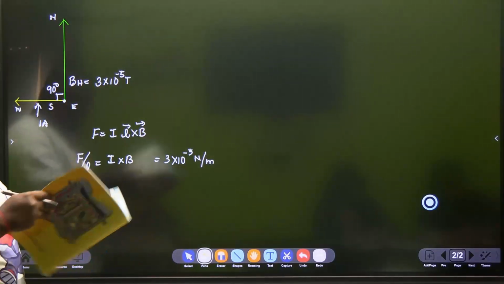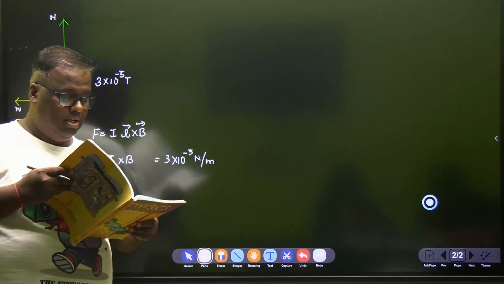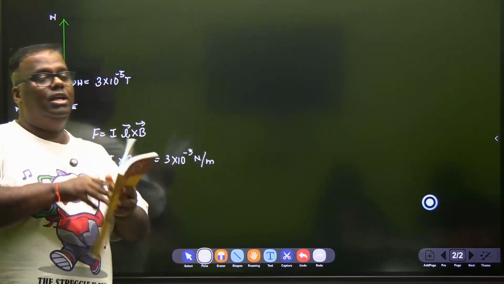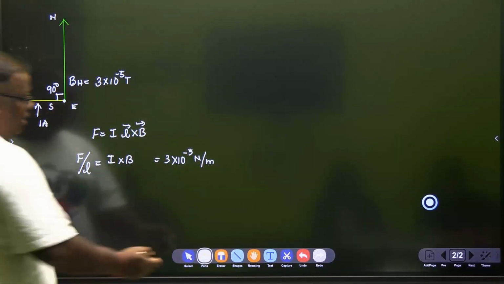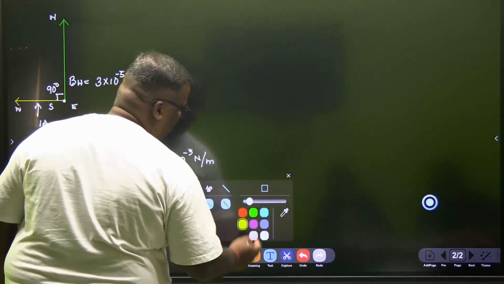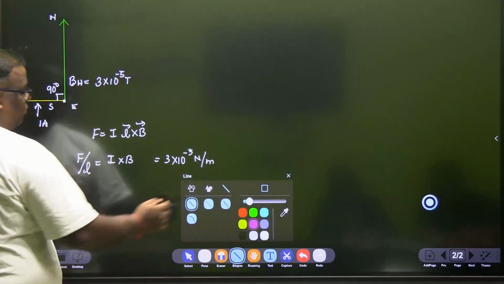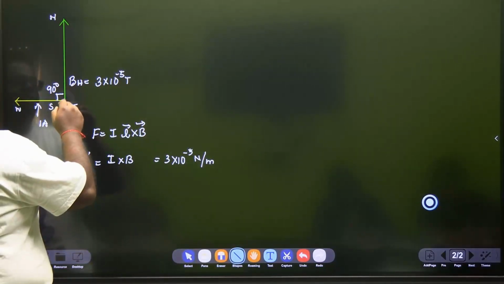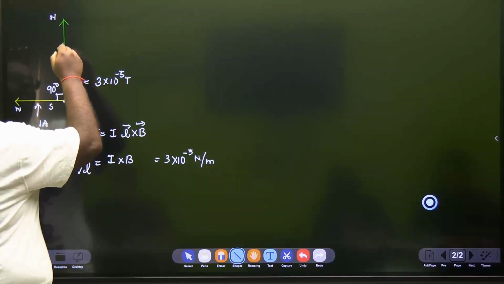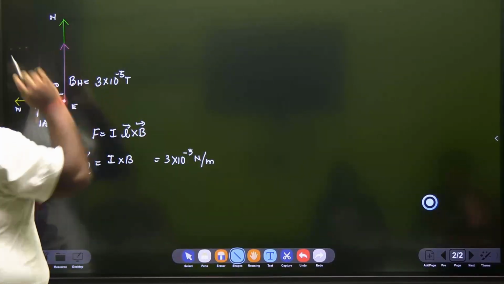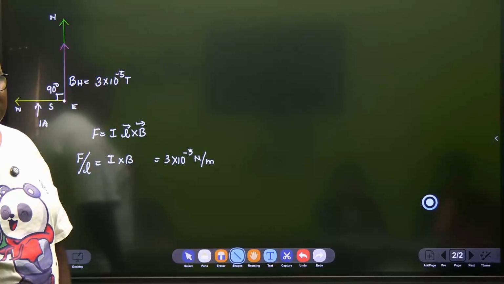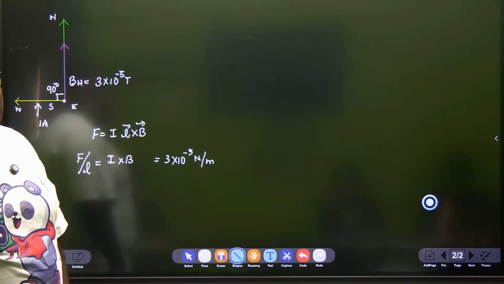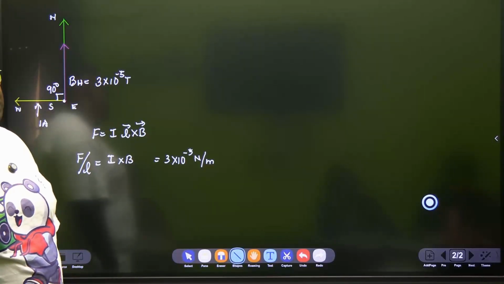Okay, this question has another part. It says when the current is from south to north. Look here. The next part is more interesting. These can come in 1-mark questions. The current is from south to north. Now in the next option, the current is in this direction, south to north. What is the angle between them? 0. So would it feel any force? No, the force felt will be 0. Okay?